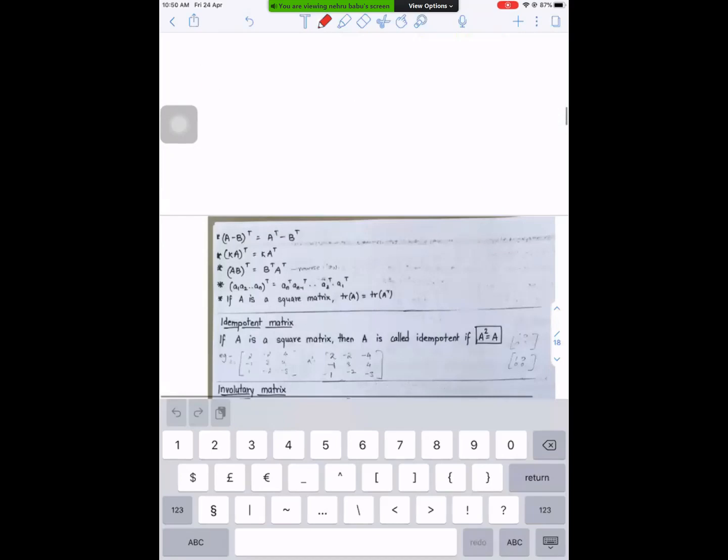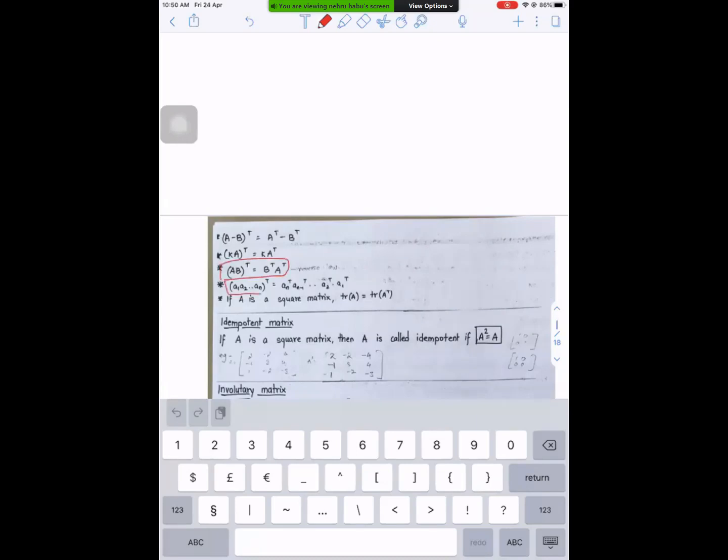Similarly, A minus B whole transpose equals A transpose minus B transpose. And the most important formula is this: AB whole transpose equals B transpose into A transpose. A reverse law will come. So this part is very important.